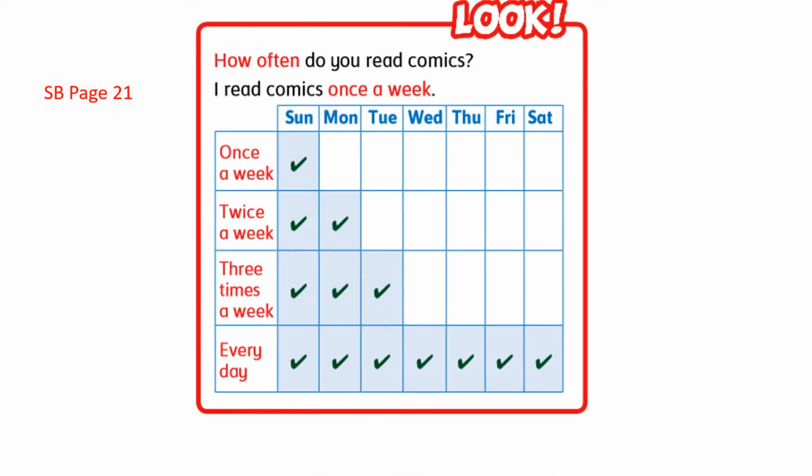Now look, read. How often do you read comics? كم مرة تقرأ كتبا صغيرة؟ I read comics once a week. When we want to ask anyone about how many times he does anything, كم مرة يقوم بعمل الشيء, we use how often. How often do you watch TV?